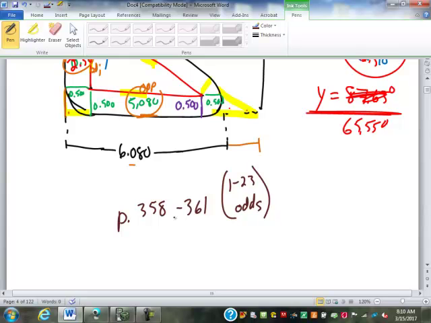Sometimes you can do that. Sometimes you draw on a right angle and you just can't get, it doesn't give you the information to get to where you need to go.